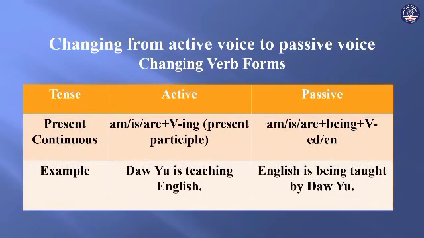Present continuous form in active sentences changes to am, is, are plus being plus past participle form in passive sentences. Study the example to understand what I said clearly.